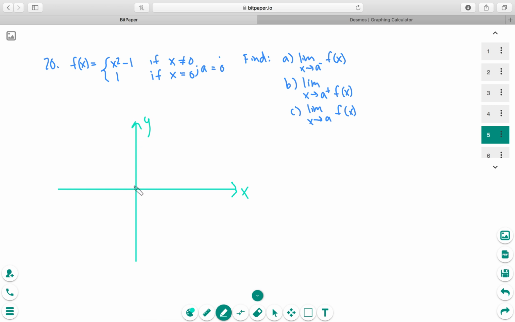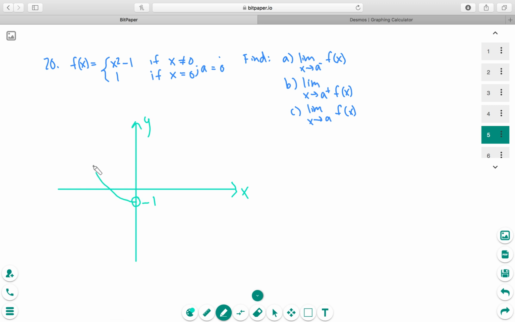So you know the x squared function is a parabola that kind of goes like this. But since it's minus 1, it's going to go down 1 value. So this value is negative 1, right? And then you know that it's this if x is not equal to 0, which is interesting because the point is actually not defined right here. And so what I'm going to say is that there's going to be a hole right here, right?